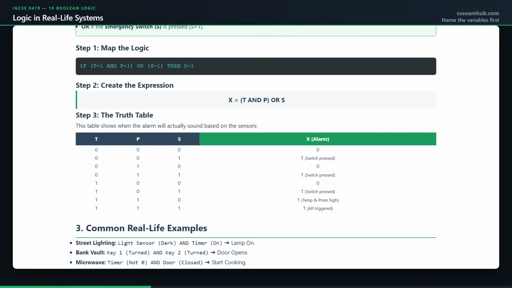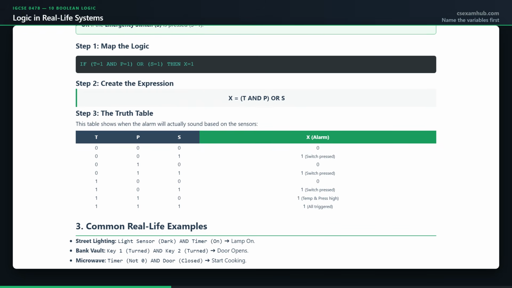If a question says the alarm sounds when a window is not closed and the sensor gives 1 for closed, then you need a NOT on that input, and you will only spot that if you have written down what 1 actually means for that sensor. Getting the meaning of 1 backwards inverts your entire answer.